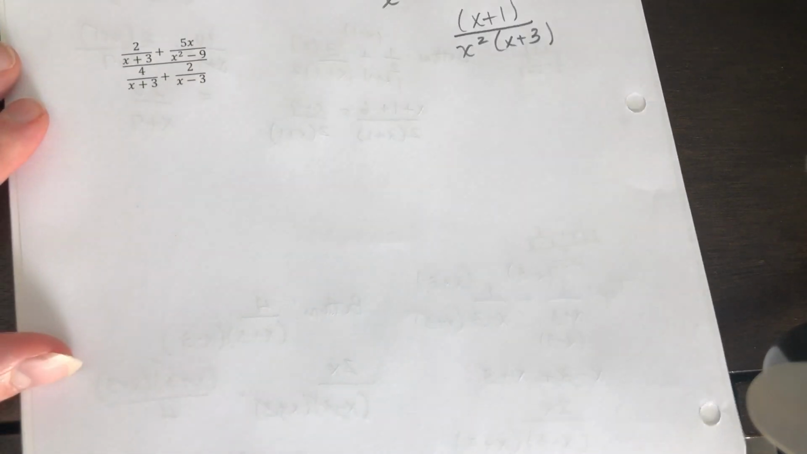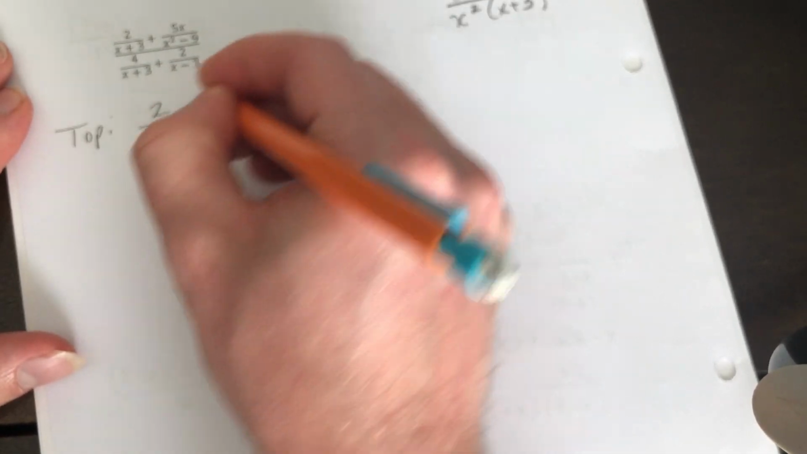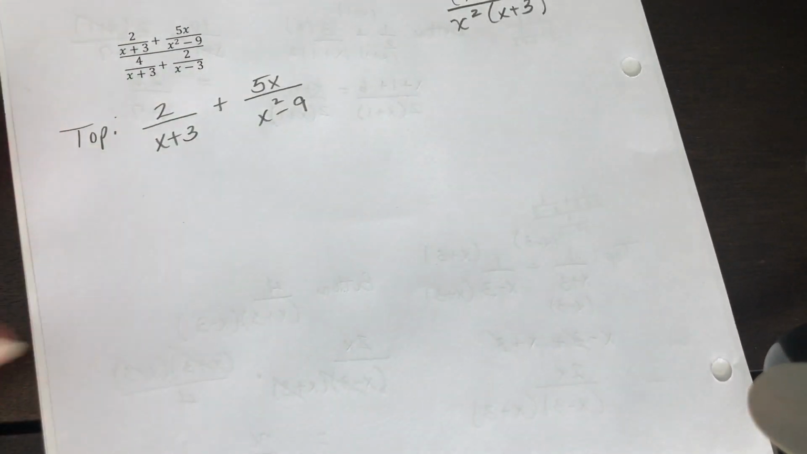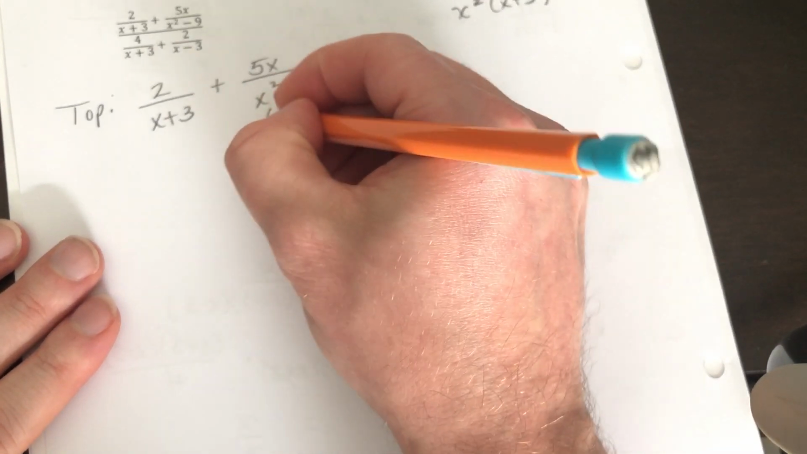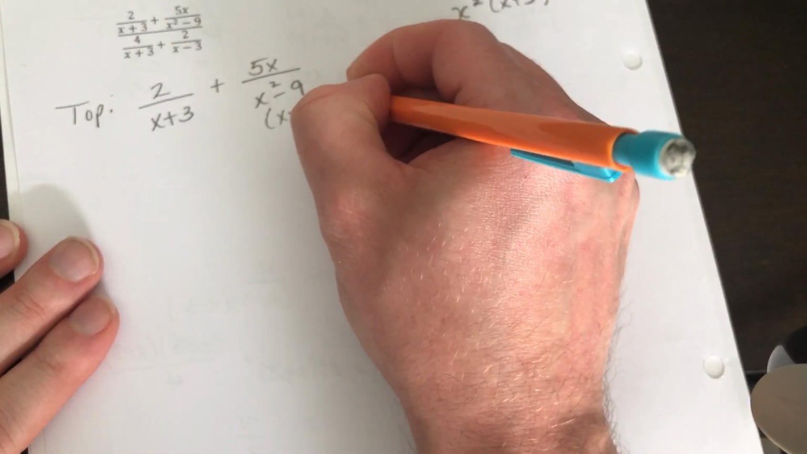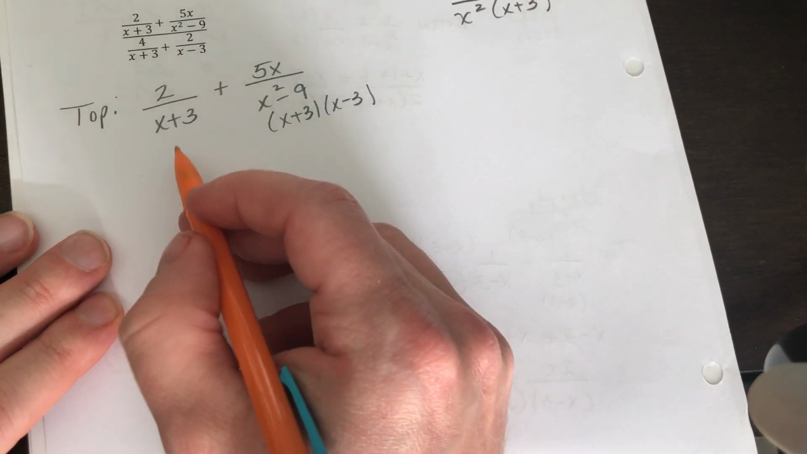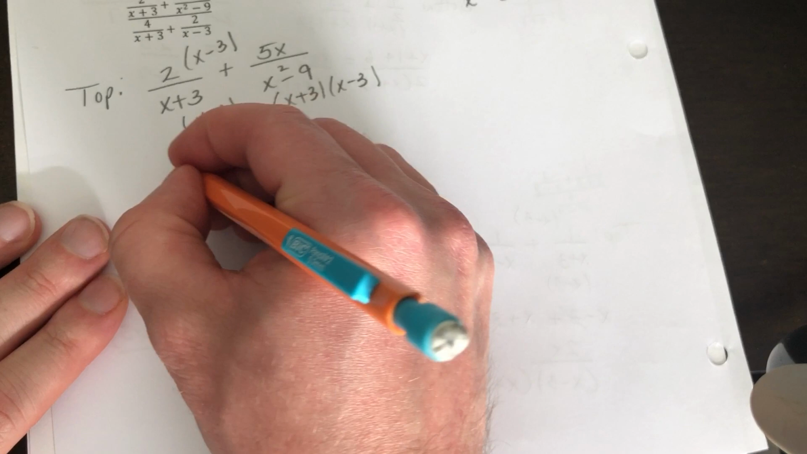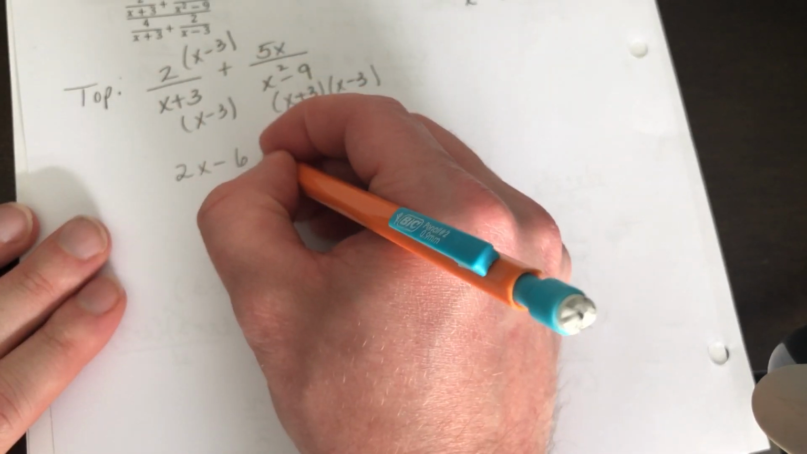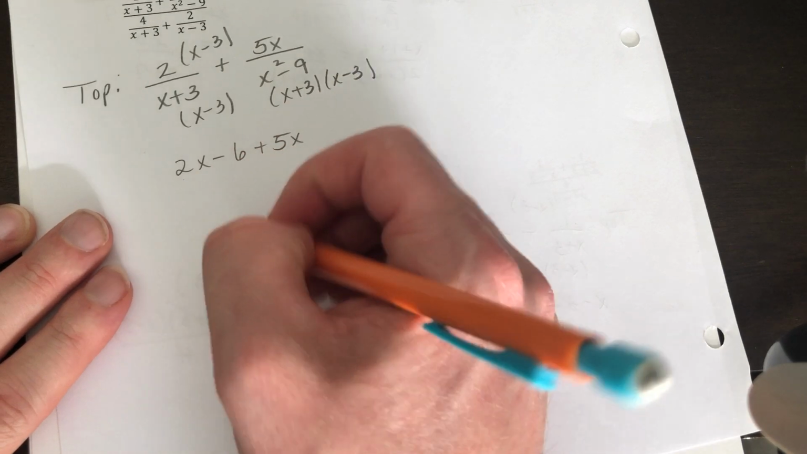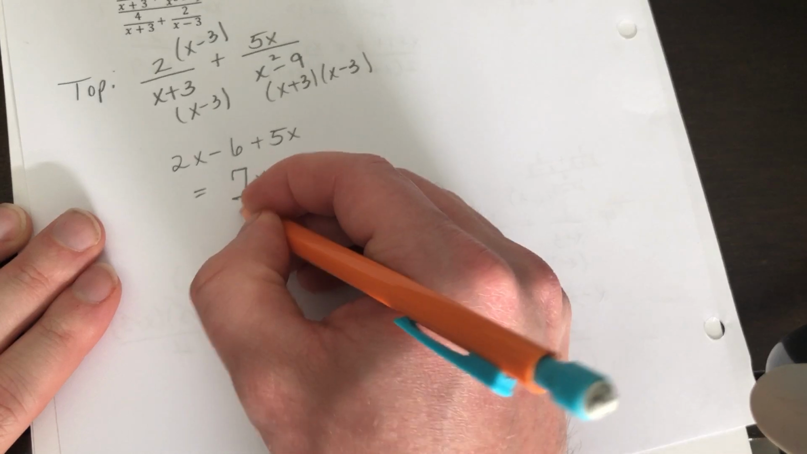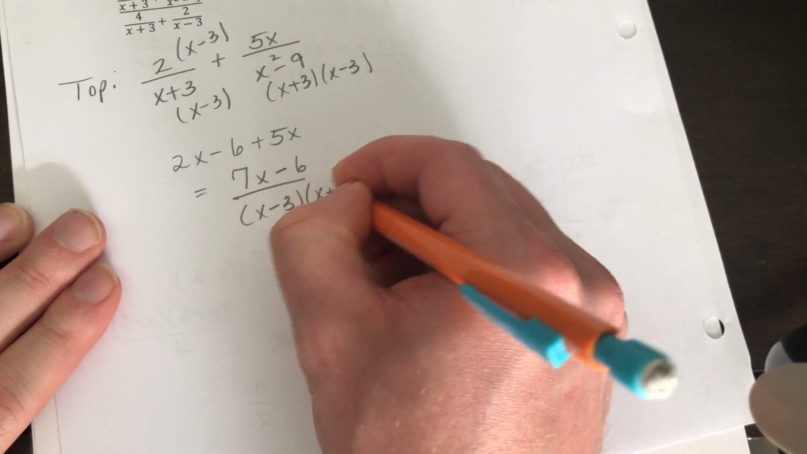Okay, last one. So we'll deal with the top fraction. Our top fraction, this is going to factor to x plus 3, x minus 3. So this one's going to be missing an x minus 3. So we get 2x minus 6 plus 5x. So it's 7x minus 6 all over x minus 3 and x plus 3.